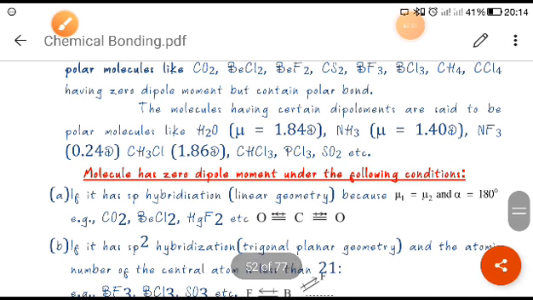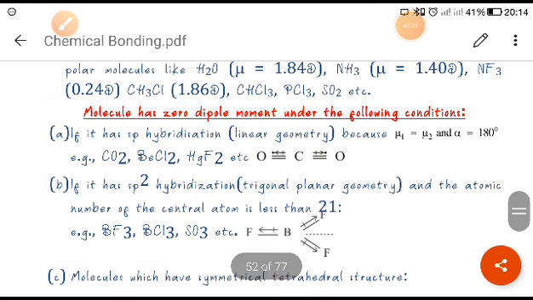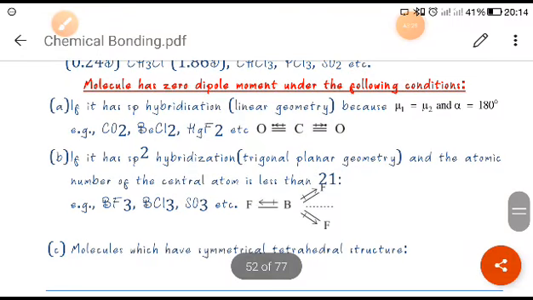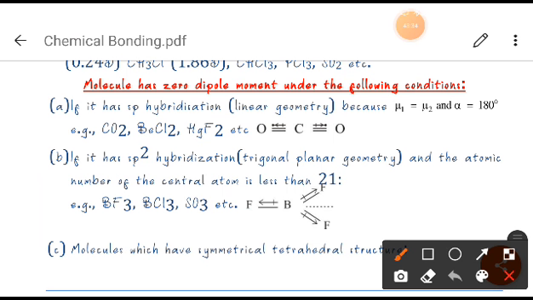So but the bonds are polar. Now next, what can we say about molecules having a zero dipole moment under the following conditions? What are the conditions under which the molecules will have a zero dipole moment? The first condition is if there is sp hybridization. The molecule will be linear geometry, right? We have learned about this.